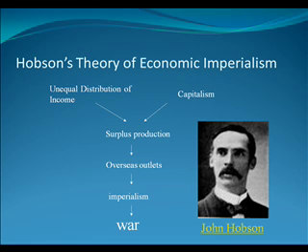One of the leading theories about inequality at the turn of the 20th century was Hobson's theory of economic imperialism, published by John Hobson in 1910. Hobson was a reformer. He wanted capitalist countries to adopt various kinds of redistributive reforms because he thought that unequal distribution of income combined with capitalism led to surplus production, the search for overseas outlets, the attempt to secure those outlets through imperialism, and finally war among the major capitalist countries over controlling overseas territories.